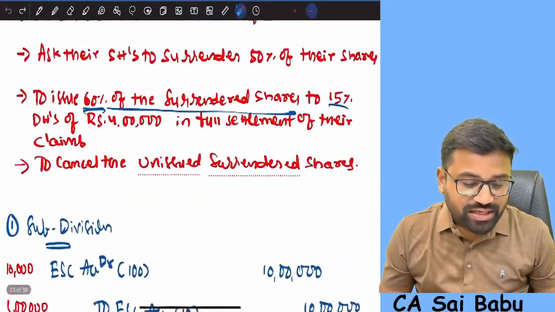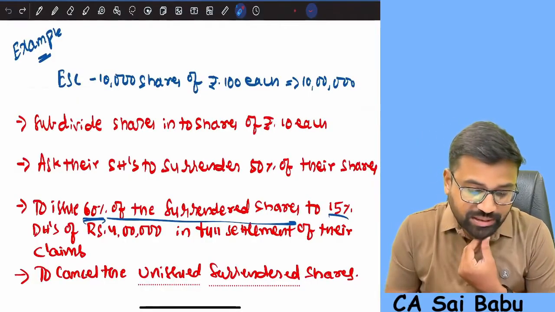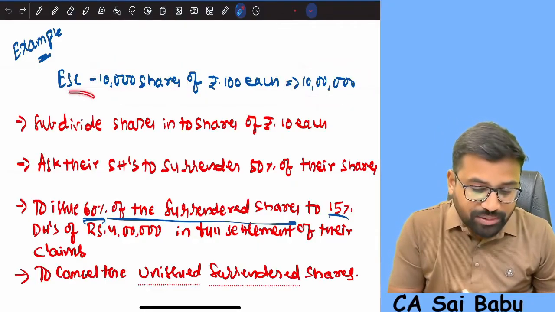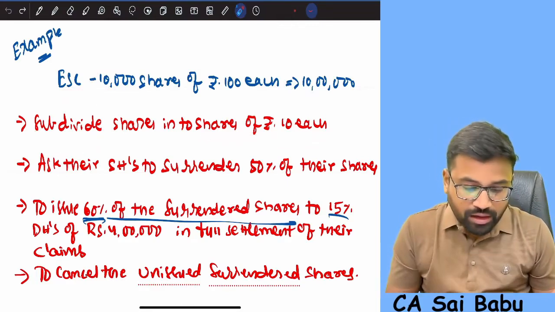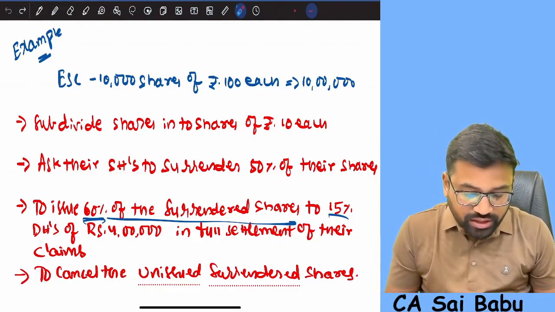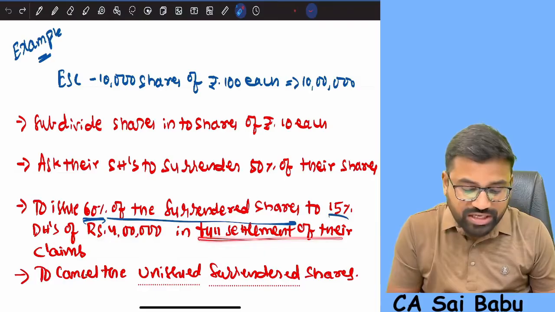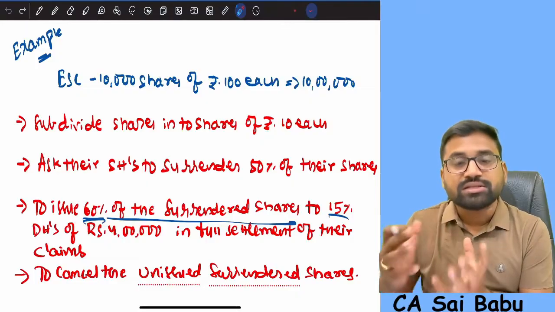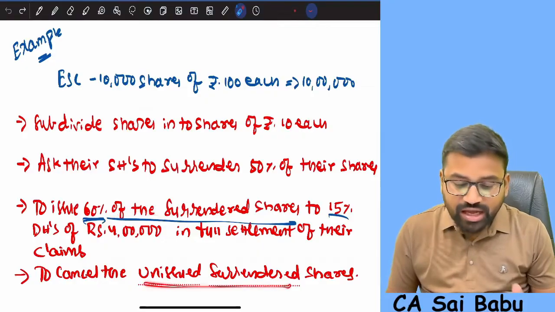And before share surrender, generally subdivision will happen. See this example: suppose there is a company, in that company 10,000 equity shares of 100 each, total 10 lakhs. Now they have subdivided shares into shares of 10 each. One share is divided into 10 shares. And ask their shareholders to surrender 50% of their shares after that. And to issue 60% of the surrendered shares to 15% debenture holders of 4 lakhs in full settlement of their claims. Out of the surrendered shares, 60% of the balance is converted into shares, and they are utilized to settle the liabilities. And cancel the unutilized surrendered shares.